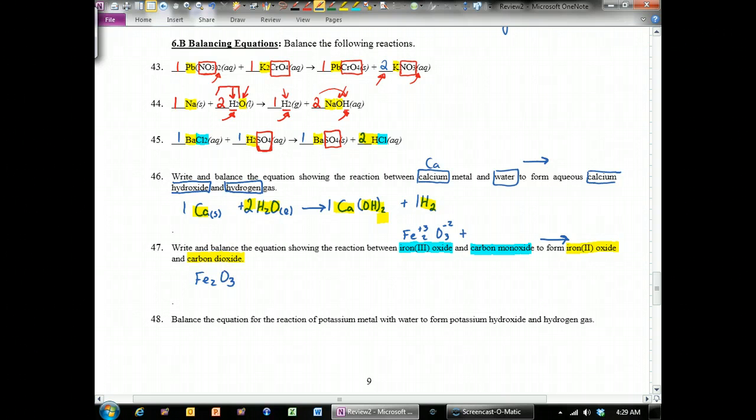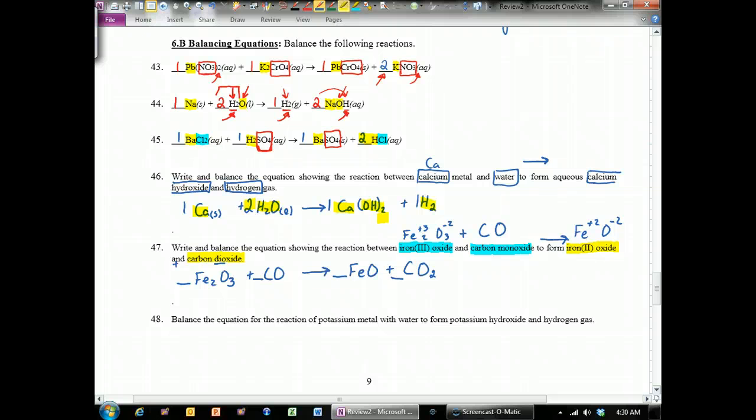reacts with carbon, and mono means 1, so 1 oxygen, so it reacts with carbon monoxide to produce or to form. And then iron with the Roman numeral 2 means it has a +2 charge. Oxygen has a -2 charge. So they balance out as FeO, and, which is our plus sign, carbon, and then the di means 2, so carbon dioxide, 2 oxygens, CO2.